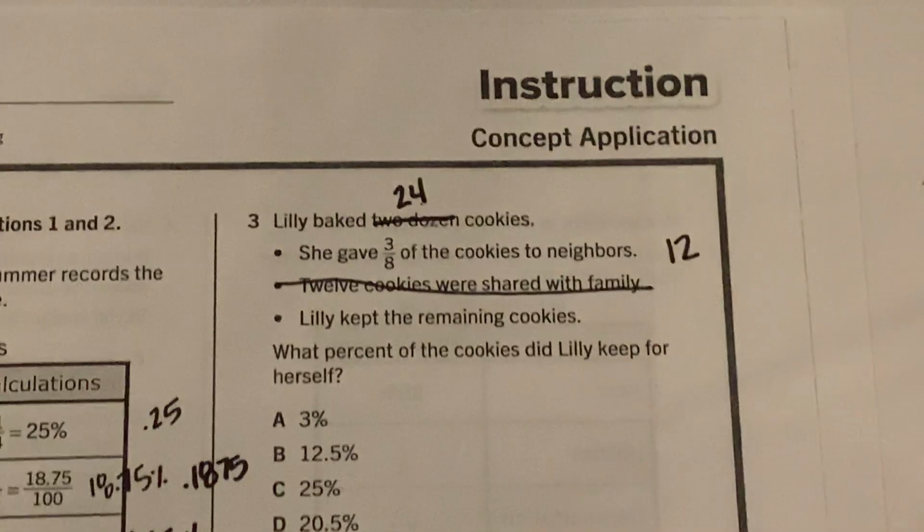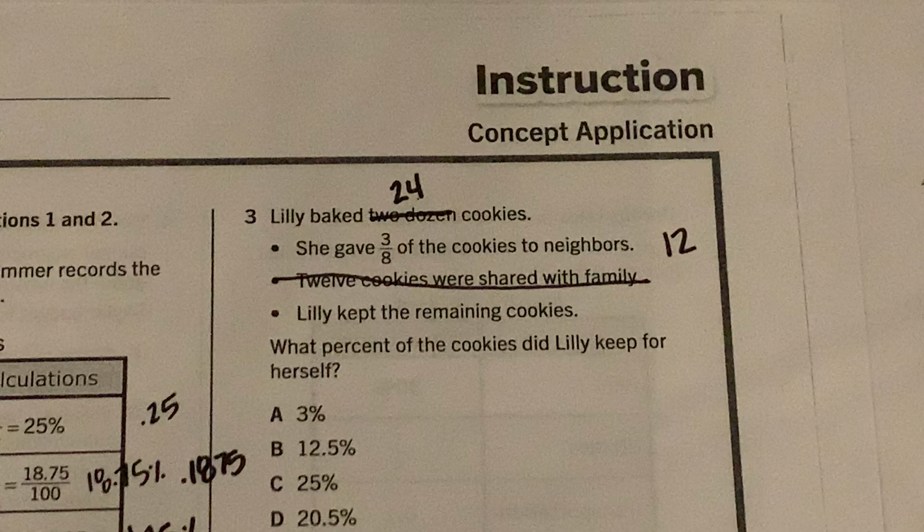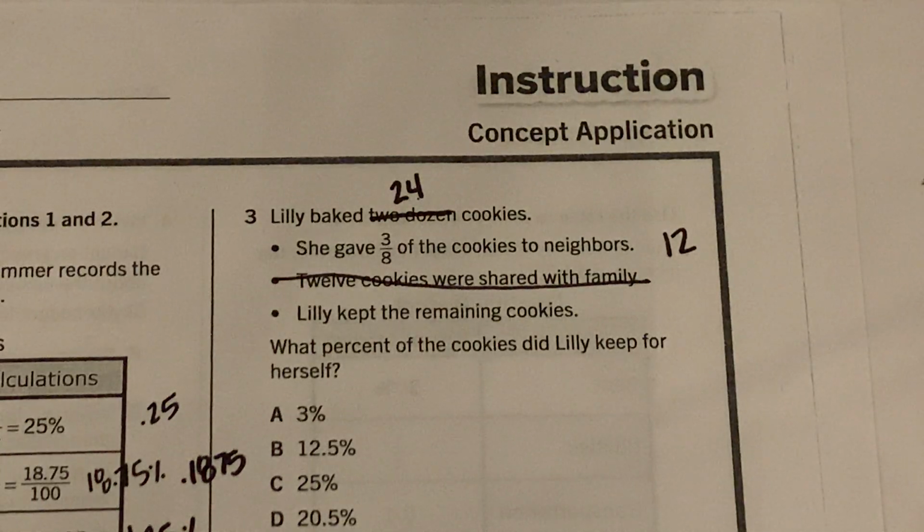She gave 3/8 of the 24 to neighbors. There's 2 ways you can do this. Now it's 3/8 of the 12? No, because she gave the 3/8 away before she shared with her family. You can either do 3/8 times 24. You can turn 3/8 into a decimal and then multiply that times 24. You can actually do 24 divided by 8 and then times 3. There's many different ways you could figure this out.